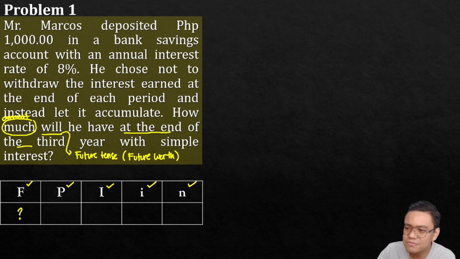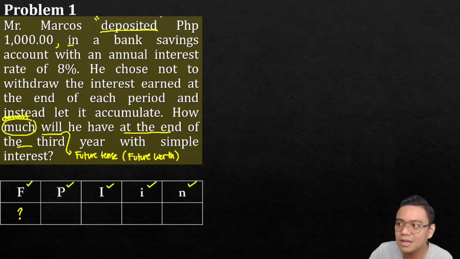Now, for the present, do we have a present here? Let's read the problem again. Mr. Marcos deposited 1,000 pesos in the bank. Let me just stop here because in here is already a preposition. So, the deposited here is another verb. But the verb here is in what? In past tense.